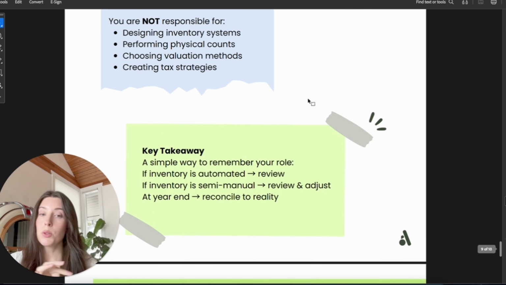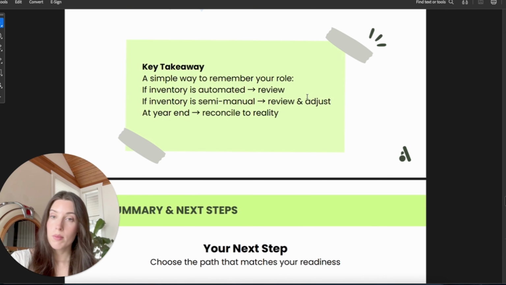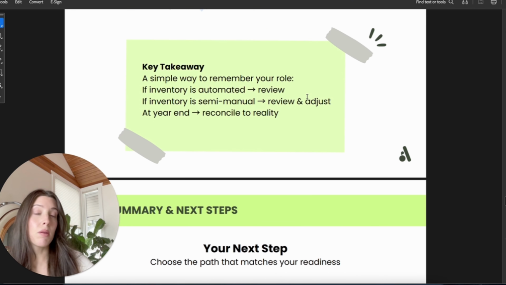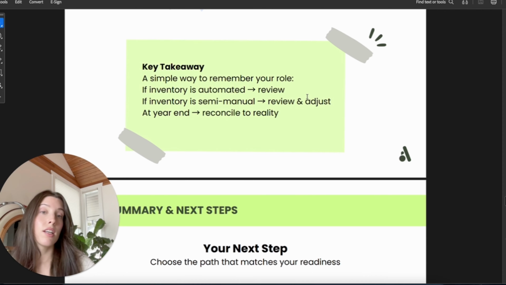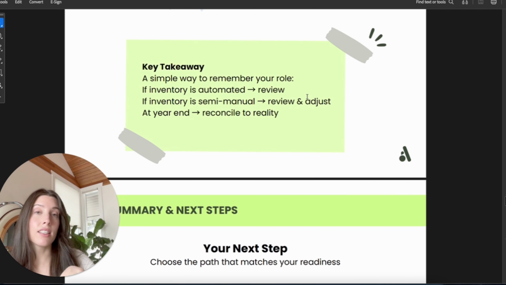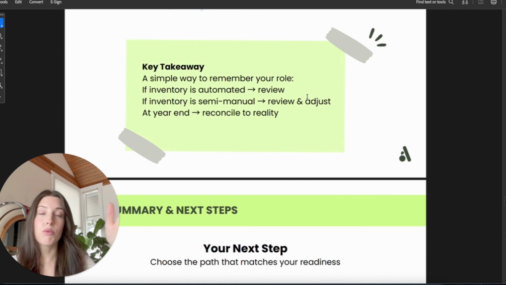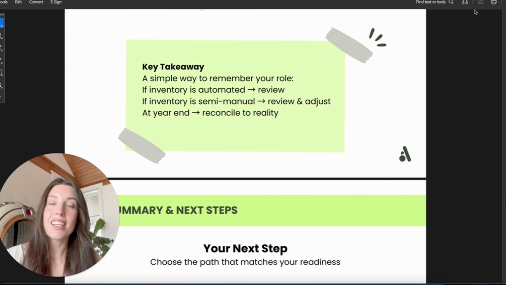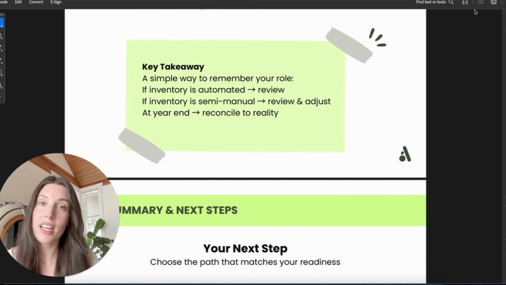So if inventory is automated, you review. If inventory is semi-manual or semi-automated, your job is to review and adjust. And then at year end, you're just reconciling to reality. And that's it for this introduction to inventory.